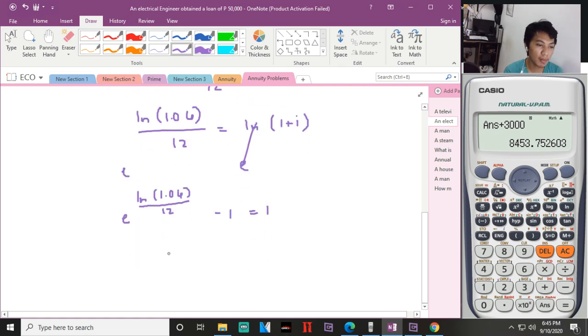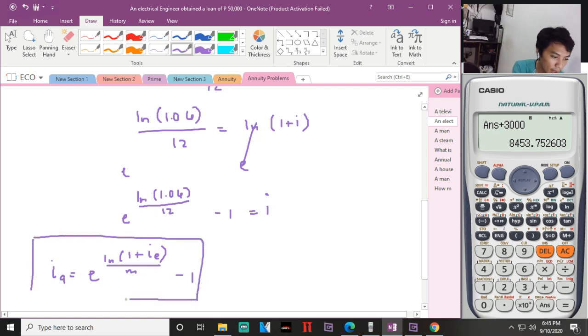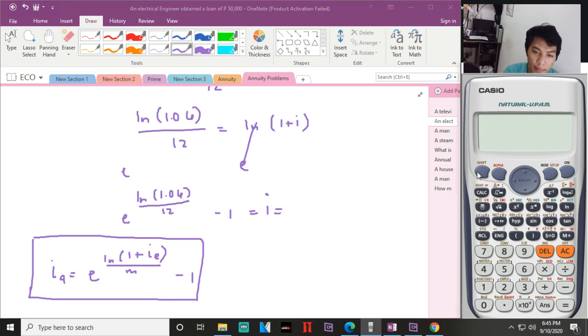So, meron tayong parang na-formulate. In order for us to get the actual interest rate, ang gagamitin mo lang is E raised to ln ng 1 plus 0.06, that is IE, over M, minus 1. So, you have this formula. Naituro ko na sa inyo yan. So, let us solve for I. So, shift E. Tapos naka-ln yung taas. Ln ng 1.06. And then, divide natin ng 12 kasi monthly payments. Minus 1. Pababa.